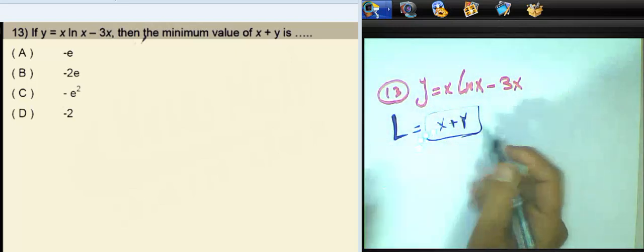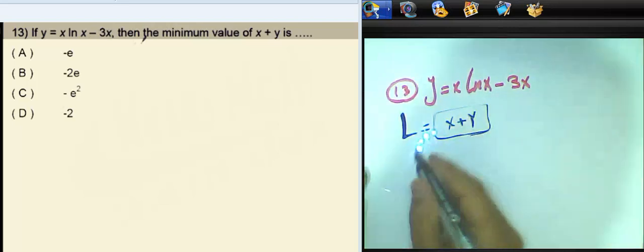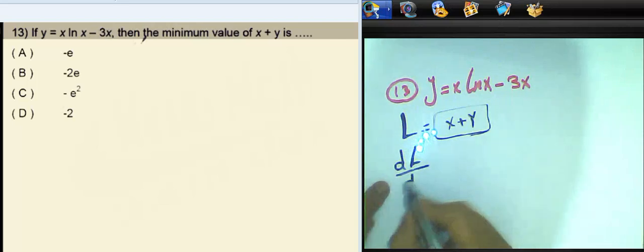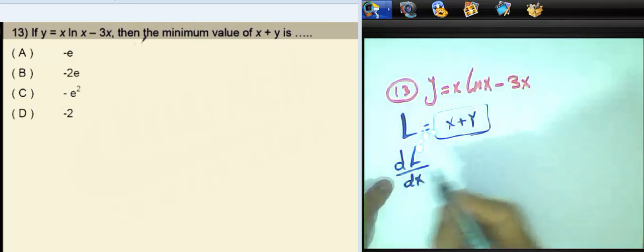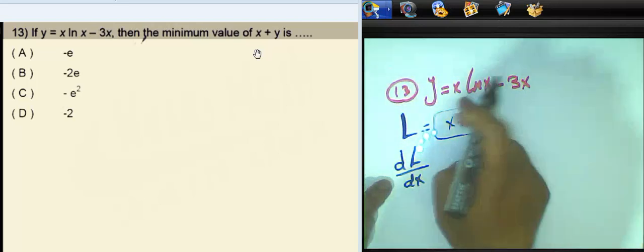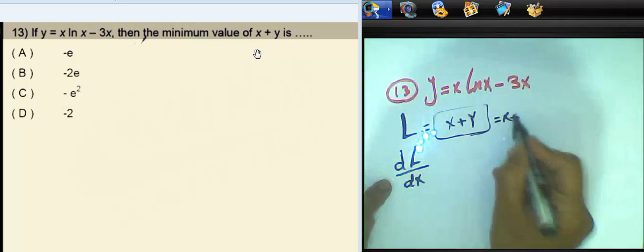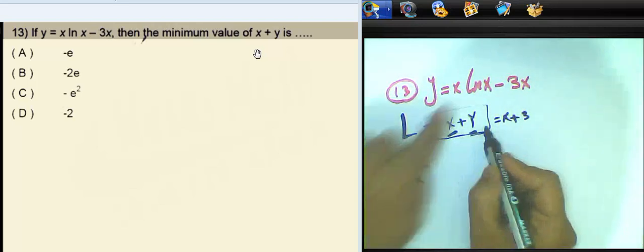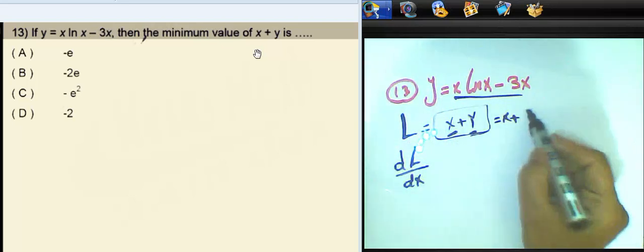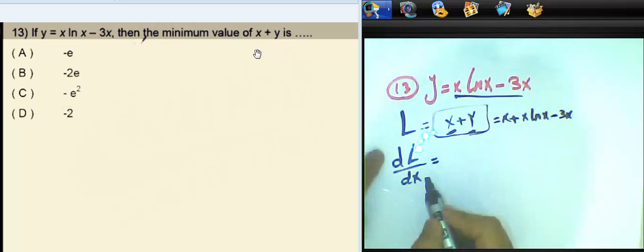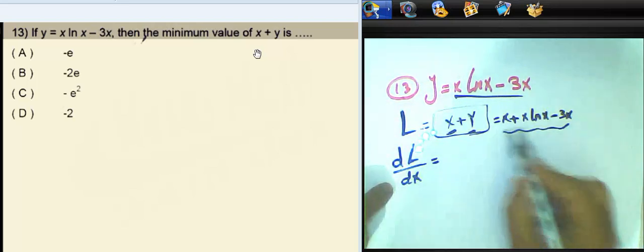Then L equals x plus y. He asked about the derivative of this function, so L dash, or dL over dx, is the derivative of this function. Again, he asked about the minimum value of x plus y, where we must put y equals x ln x minus 3x. It will be x plus y, put the expression for y here, so write this function x multiplied by ln x minus 3x, and dL by dx equals the derivative of this function.